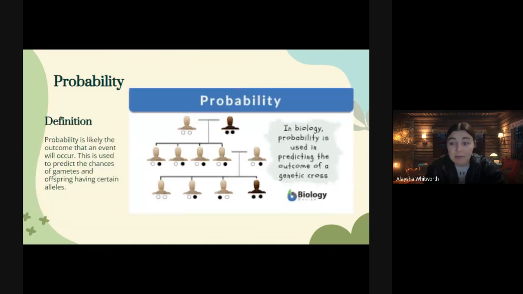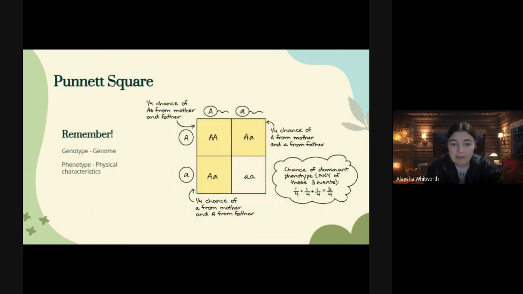Probability is a big one, and I feel like that's something you guys can look at more to better understand Punnett squares and ratios. The definition of probability is the likely outcome that an event will occur. We use that to predict the chances of gametes and offspring having certain alleles. So here's a Punnett square.